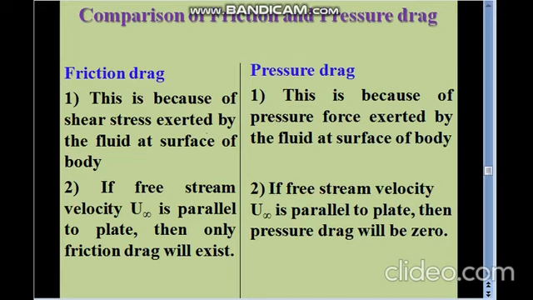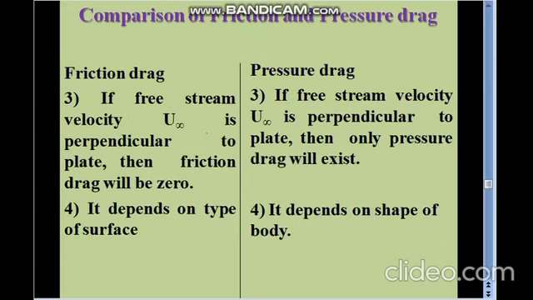The second difference we will see. Friction drag: if the free stream velocity u infinity is parallel to the plate, then only friction drag will exist. If you look at the pressure drag, if the free stream velocity u infinity is parallel to the plate, then what will happen? Pressure drag will be 0.